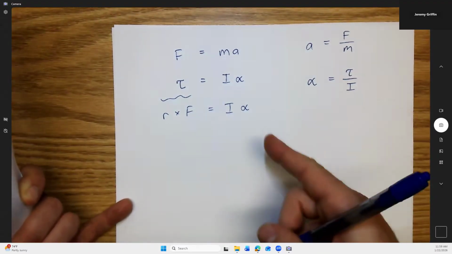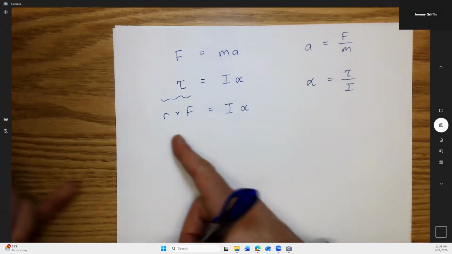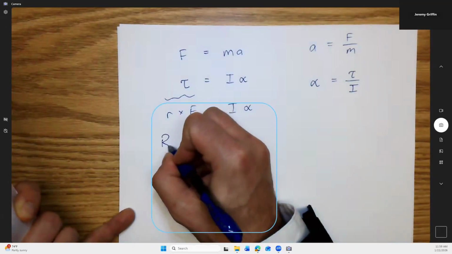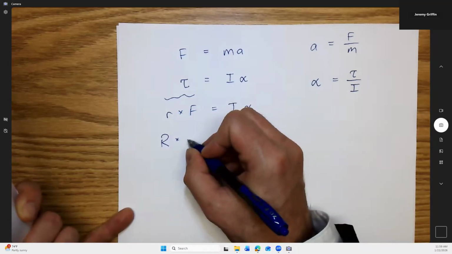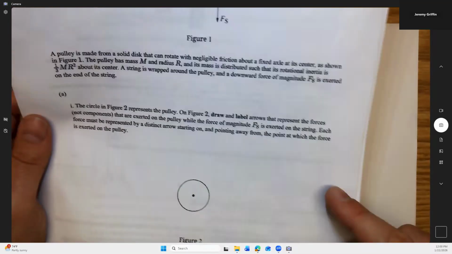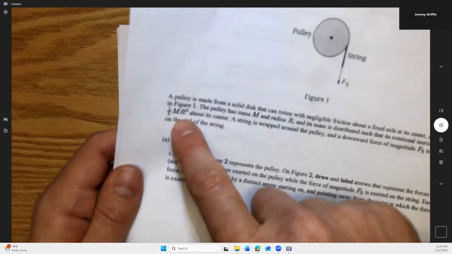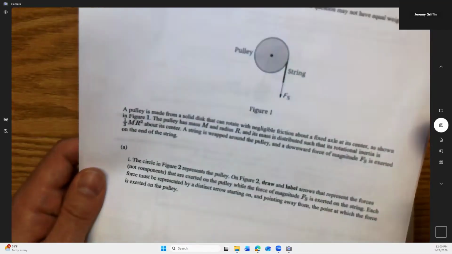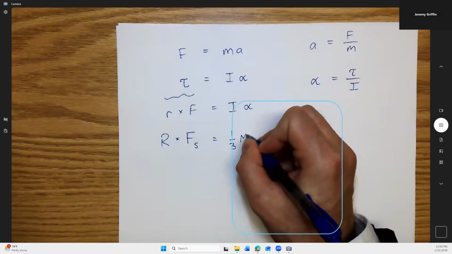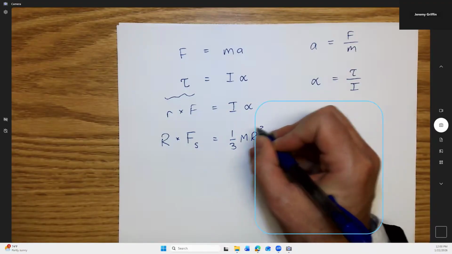Right, since I got the start here, we'll continue here. So R could be the radius of the pulley. So R, this is the string force, so F sub S. Now they did tell you the rotational inertia of this pulley. It was something weird. Somehow they got 1/3 mr squared, so it's not a uniform disk, because then it would have been half mr squared. So somehow it's 1/3 mr squared. So just go ahead and take their given value, plug that in.